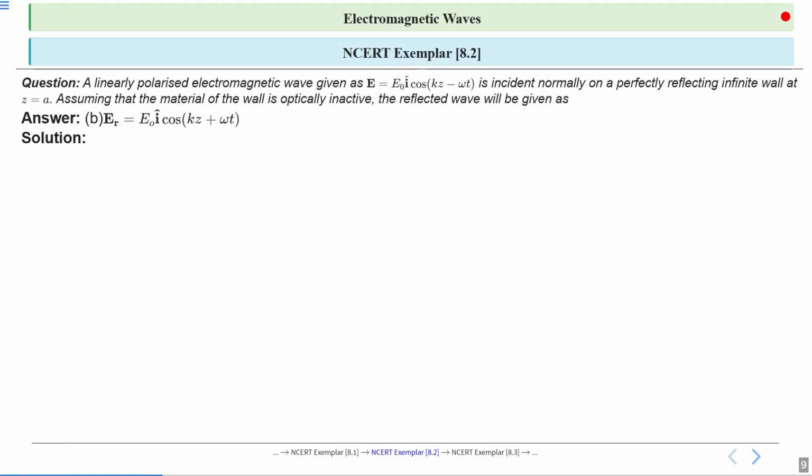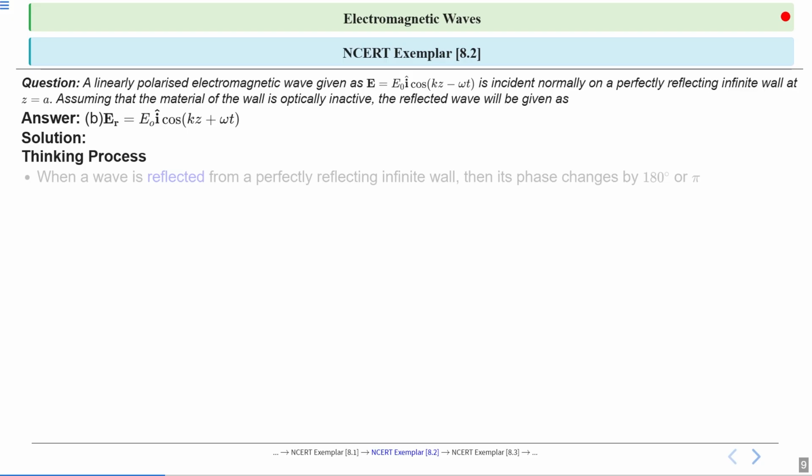Let's see the solution. The correct option is B: ER is equal to E naught i cap cos(kz plus omega t). What is the thinking process for that? When a wave is reflected from a perfectly reflecting infinite wall, its phase changes by 180 degrees or pi. This concept is from the waves chapter in 11th class.